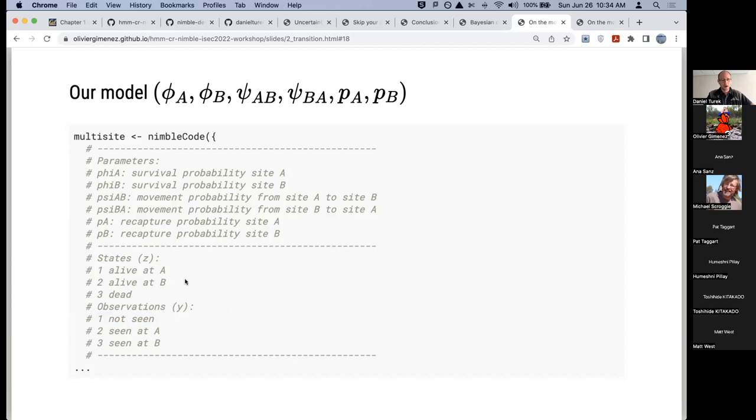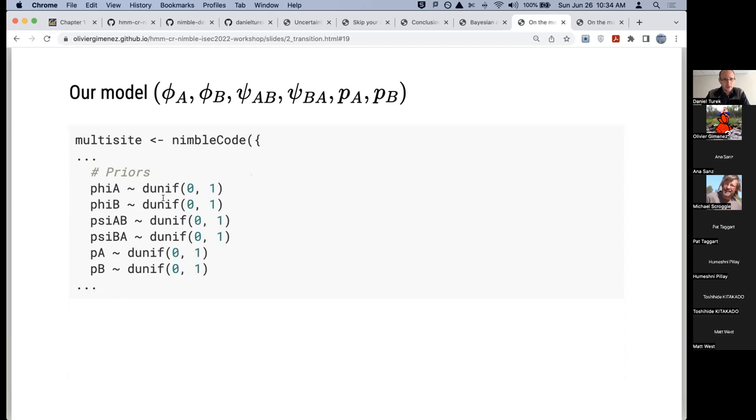Then following that, in the model code, we have prior distributions for each of these terms. They're all probabilities: survival probability in A, survival in B, transition from A to B, transition from B to A, and the 2 probabilities of detection. So we give them all uniform(0, 1) priors. As Olivier said, these could all just as well be beta(1, 1) priors, same thing.